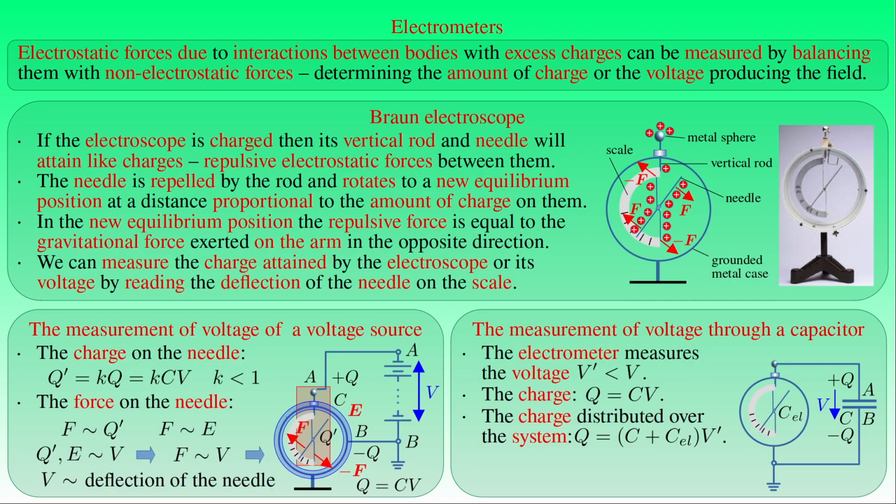From these two expressions we find that the voltage V through the capacitor can be written as 1 plus the ratio of the capacitance C sub L of the electrometer to the capacitance C of the capacitor, times the voltage V' measured by the electrometer. If the capacitance of the electrometer is much smaller than the capacitance of the capacitor, then the measured voltage is approximately equal to the voltage between the plates of the capacitor.